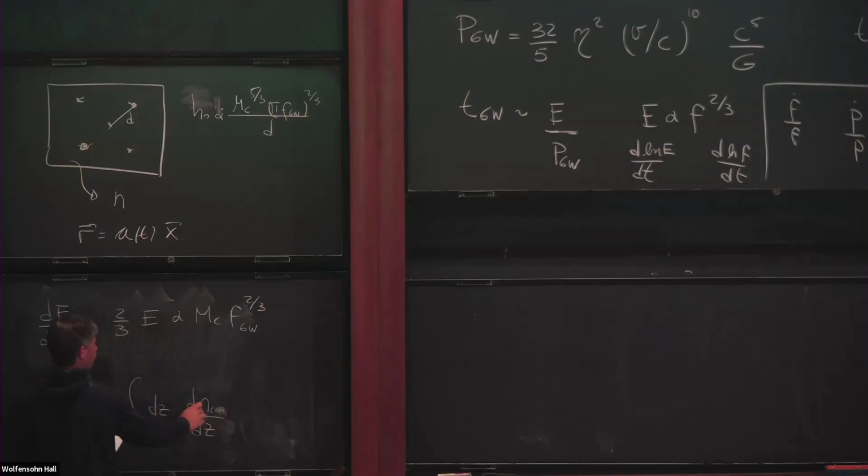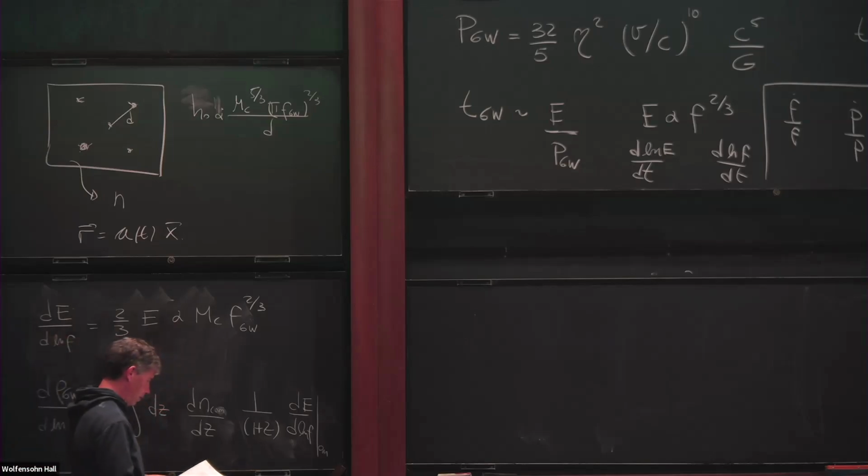This is the number density of these sources in comoving coordinates, okay? Each of these is emitting this amount of energy at the time of emission, but it's getting redshifted by a factor of 1 plus z. And so that's the formula that I need to compute.